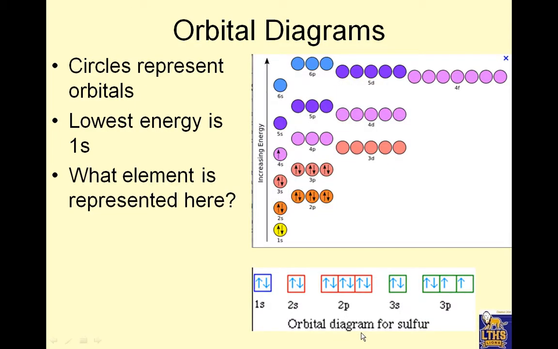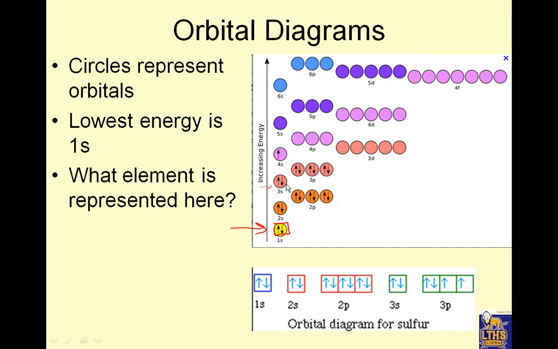So what does that mean? Well, we can do what are called orbital diagrams to represent electrons. You can do circles or you can do boxes. Now, the lowest energy level is the 1s orbital. So if an element has this many electrons, 2 of them go in the 1s orbital, then 2 go in the 2s, and then 6 go into the 2p sublevel.